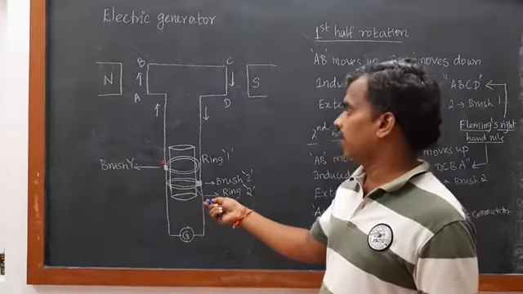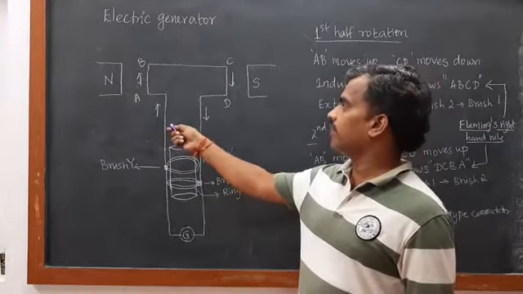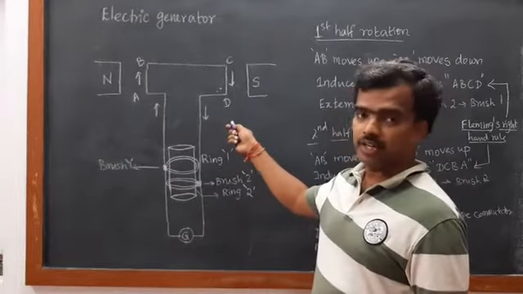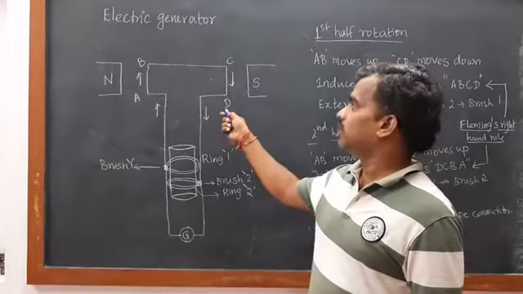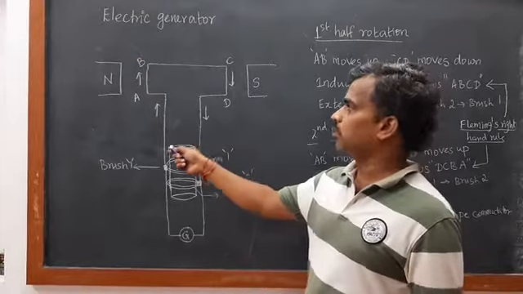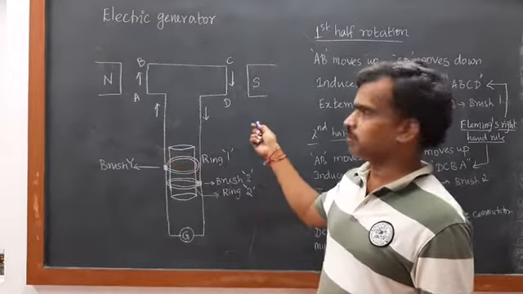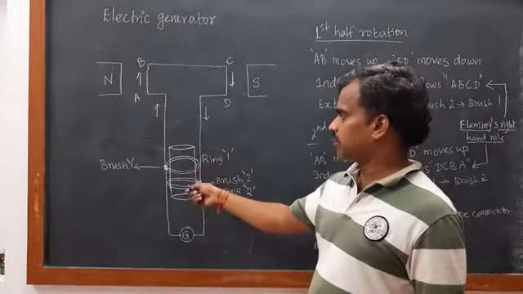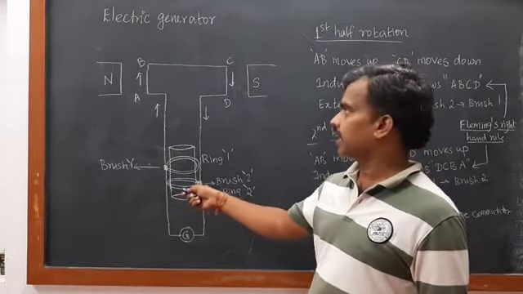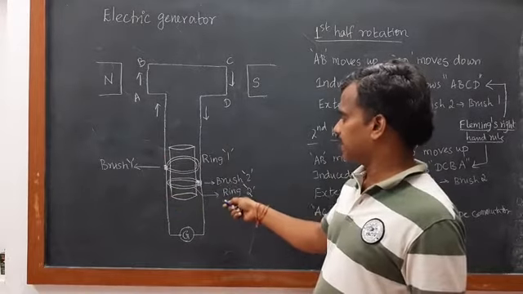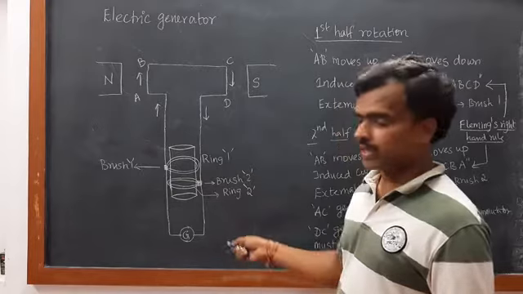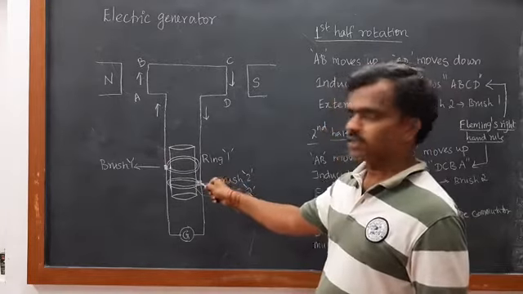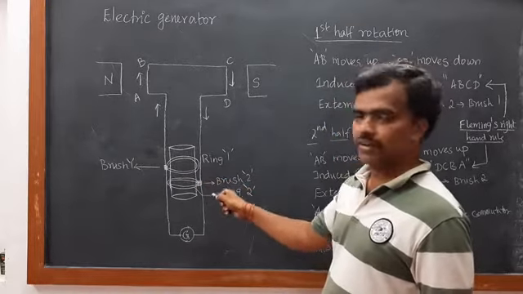Here we have one coil. This is the rectangular coil, which I named ABCD, placed between the poles of a magnet, the north pole and the south pole. This coil is connected to brush 1, and the other side of the coil is connected to brush 2. Here I have used two rings, the first ring and the second ring.